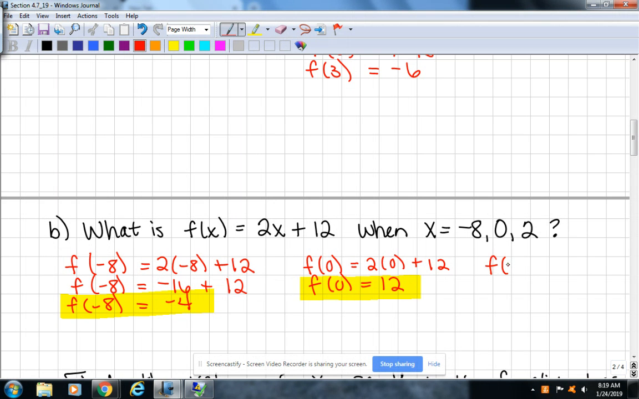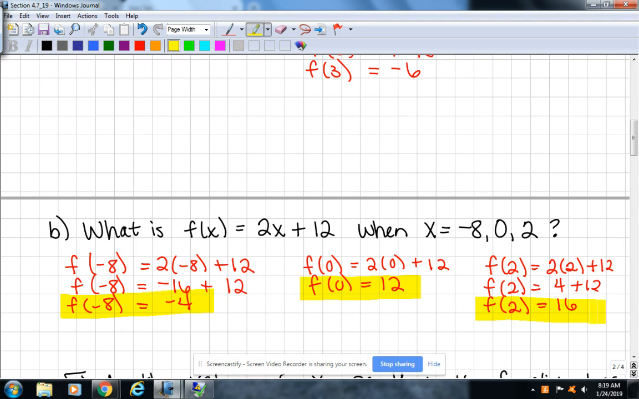Then we do the same thing at 2. So 2 times 2 plus 12, and then it's 4 plus 12. So this function when x is 2 is what number? 16. So that means the points -8, -4; 0, 12; and 2, 16 are on that line. Okay? Those are all 3 points that are on that line. Any questions on that?